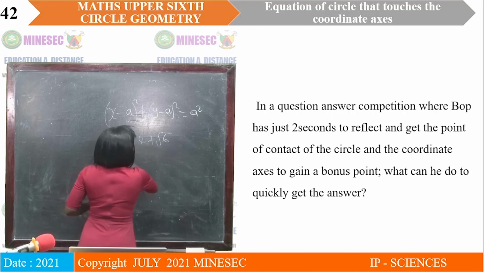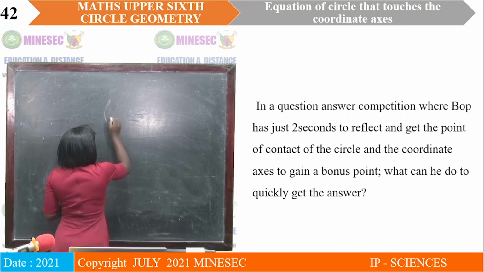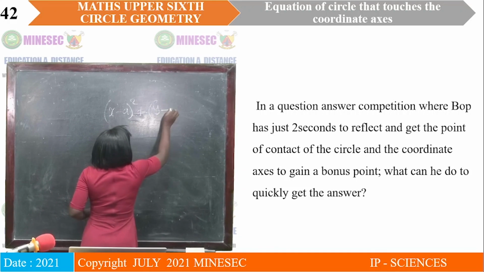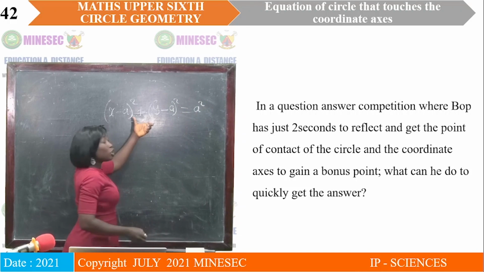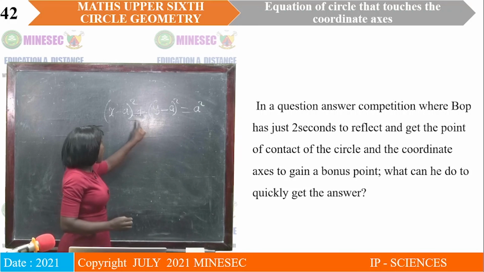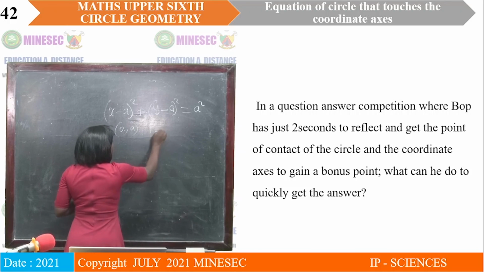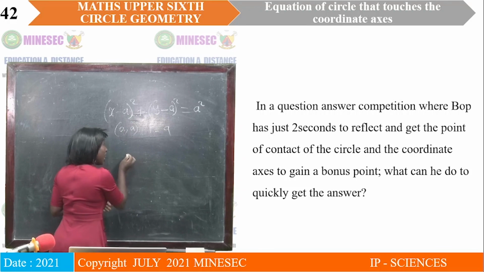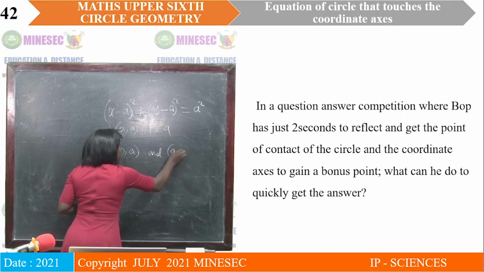I will simply say that Bob needs to use the pattern we developed in our activity. The pattern says that if you have a circle (x - a)² + (y - a)² = a², this circle touches the coordinate axes, which means that the center will be (a, a) and the radius will be a. Therefore, this circle will touch the coordinate axes at the points (0, a) and (a, 0).